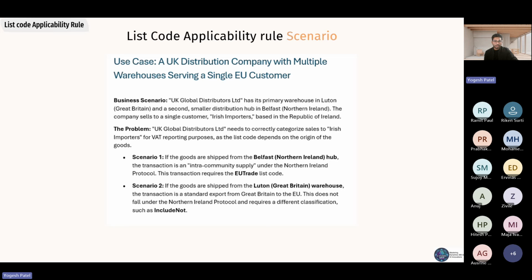The company sells to a single customer I call Iris Importer, based in the Republic of Ireland. In scenario one, if the goods are shipped from the Belfast hub to that customer, it is treated as intra-community supplies under the Northern Ireland Protocol. This transaction requires an EU trade list code, whereas for Luton, which is in Great Britain, you do not require any list codes.